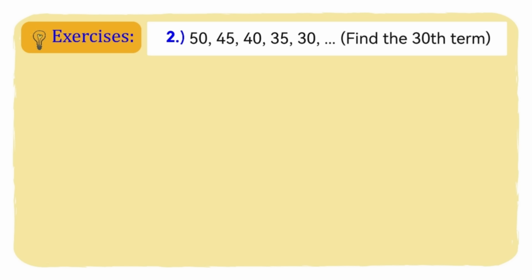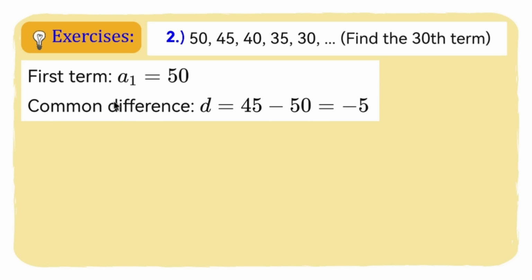Okay, next number 2, we have here 50, 45, 40, 35, 30. Find the 30th term. So we have here, first term is 50. Common difference is negative 5 because we just subtract 45 minus 50. That's why it is negative 5.